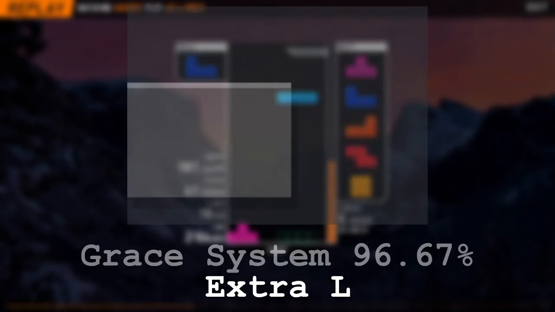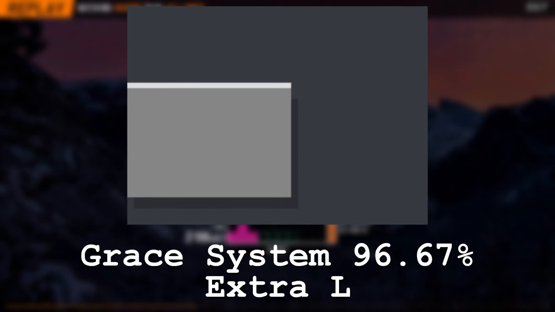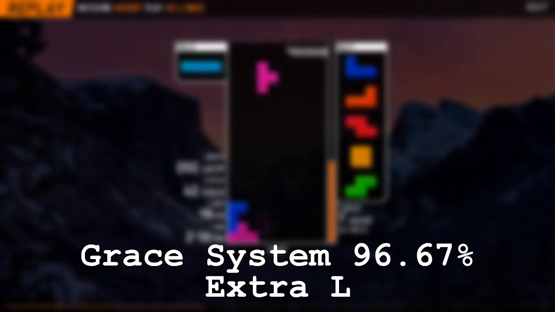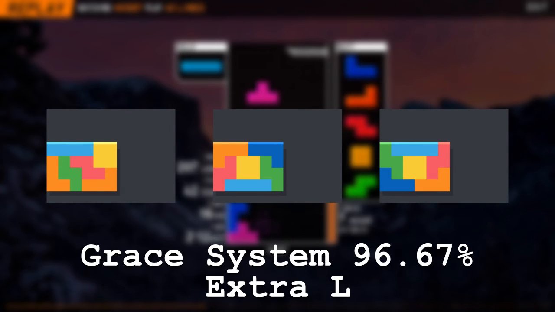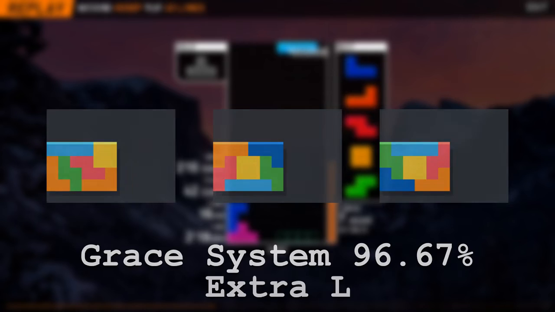We have talked about gray system for first PC. Similarly, you can also build the gray system with extra L. There are three main ways to build this, so do look out if you can build the gray system. Extra J will be the same thing, but all the setups will be mirrored.